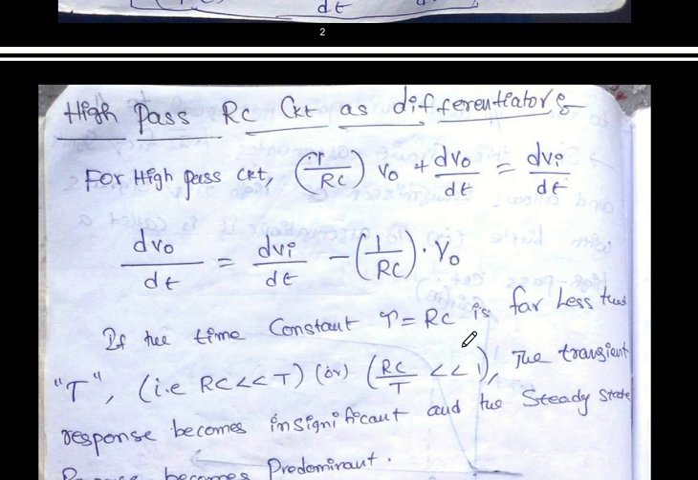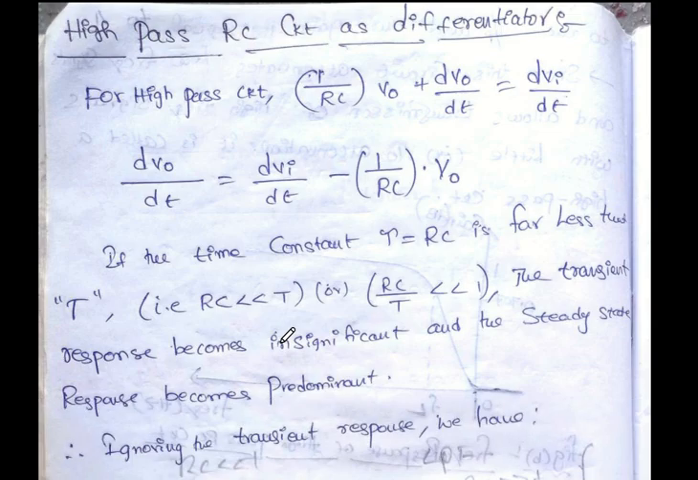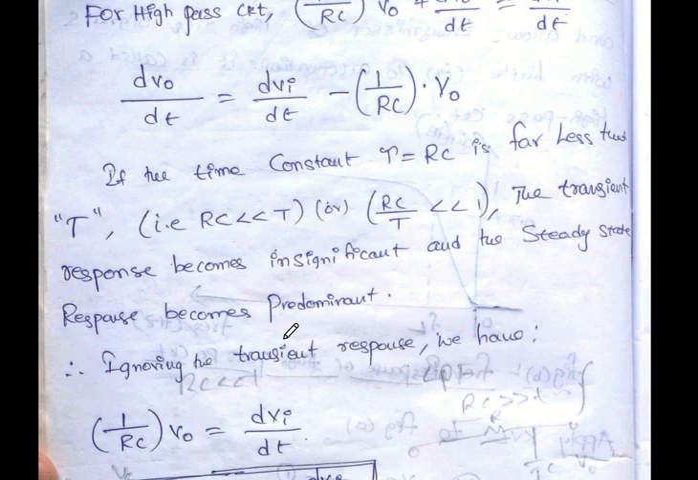Now, if the time constant RC is far less than the time period T of the input signal, then the transient response is insignificant and the steady state response is predominant. This is the transient response, this is the steady state response. So if RC is far less than T, the transient response is ignored and the steady state response is considered.